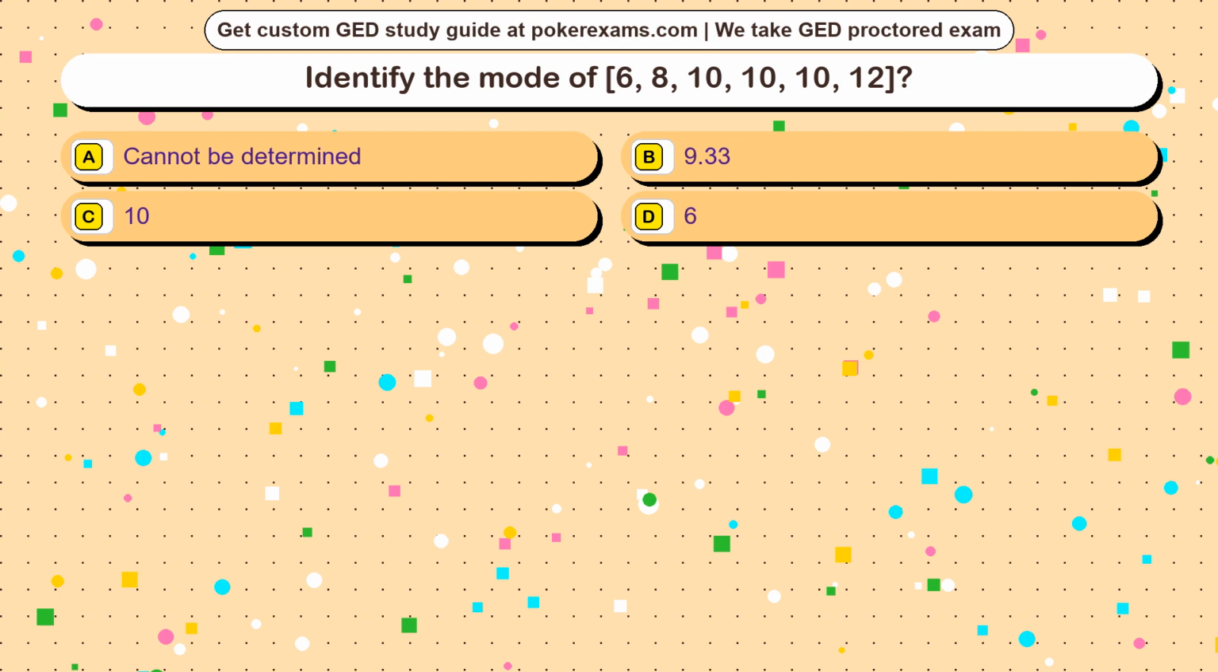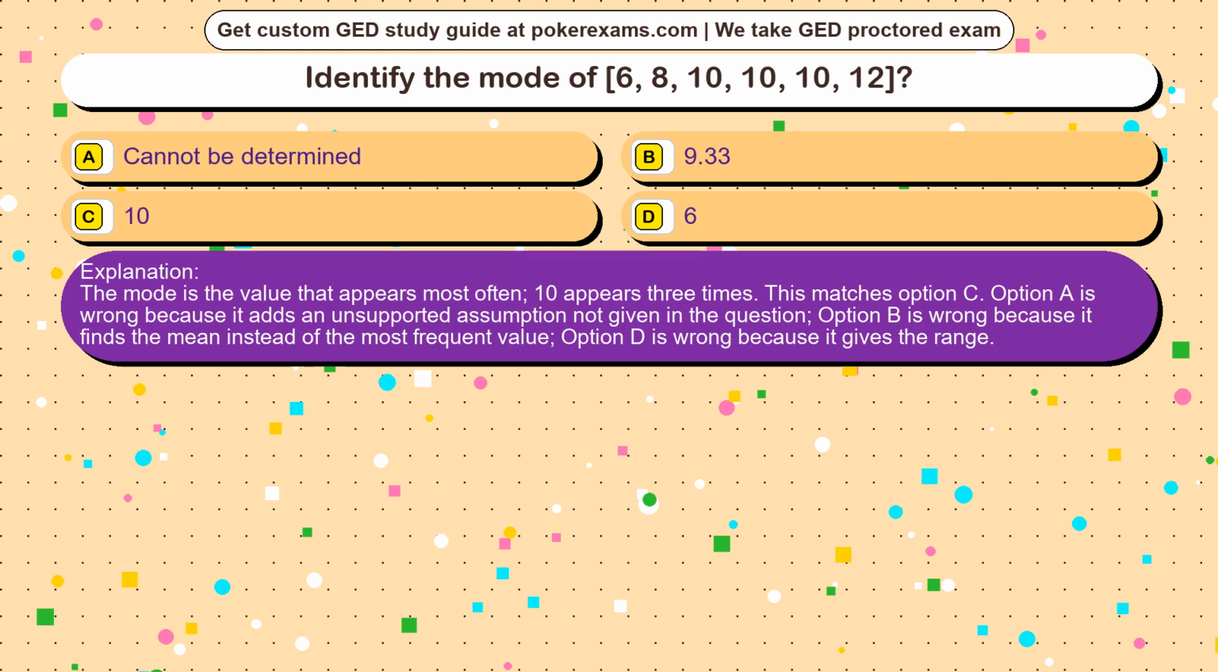The correct answer is option. The mode is the value that appears most often. 10 appears 3 times. This matches option C. Option A is wrong because it adds an unsupported assumption not given in the question. Option B is wrong because it finds the mean instead of the most frequent value. Option D is wrong because it gives the range.